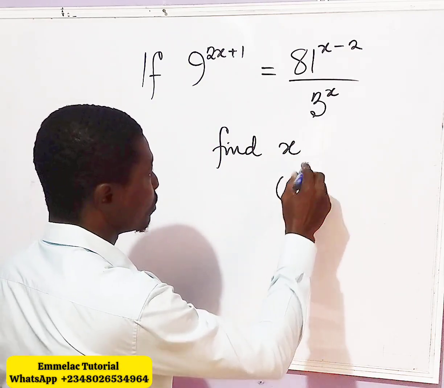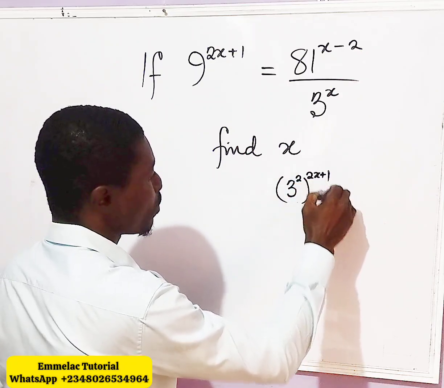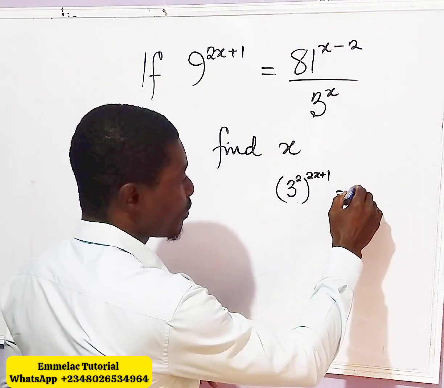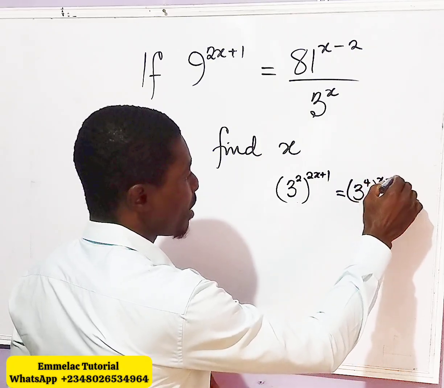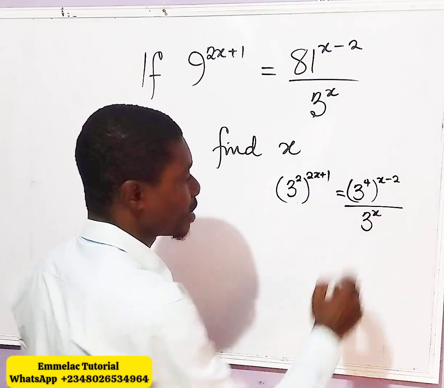Then take note, 2x plus 1, then equals, then 81 will give us 3 raised to 4, then raised to x minus 2, then all over 3 raised to x.